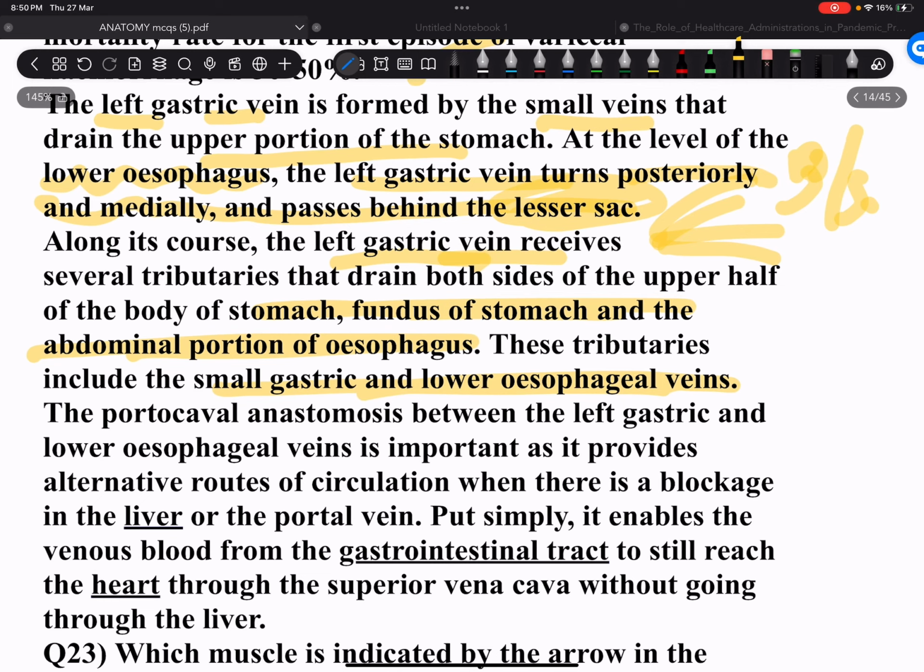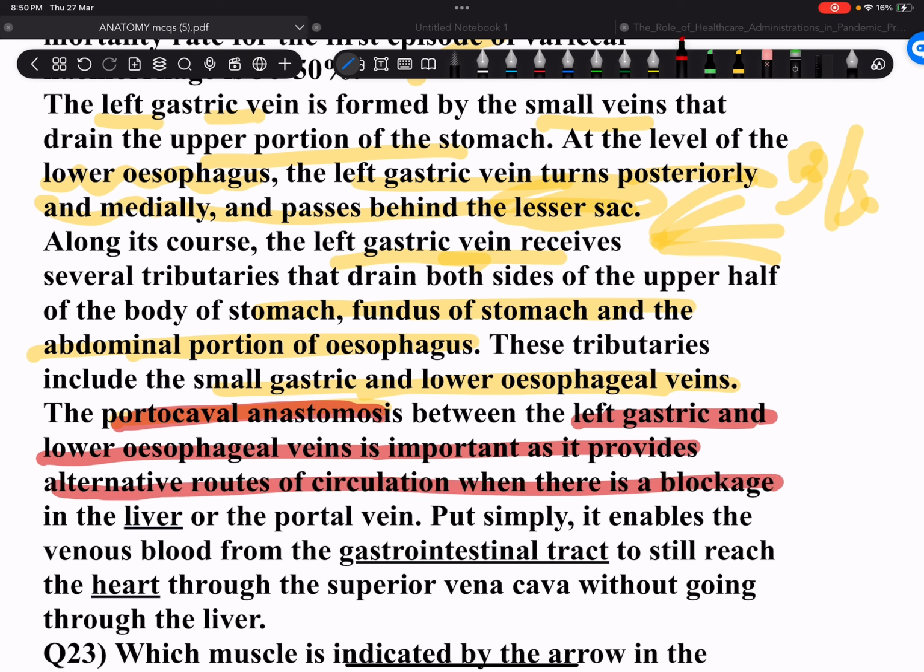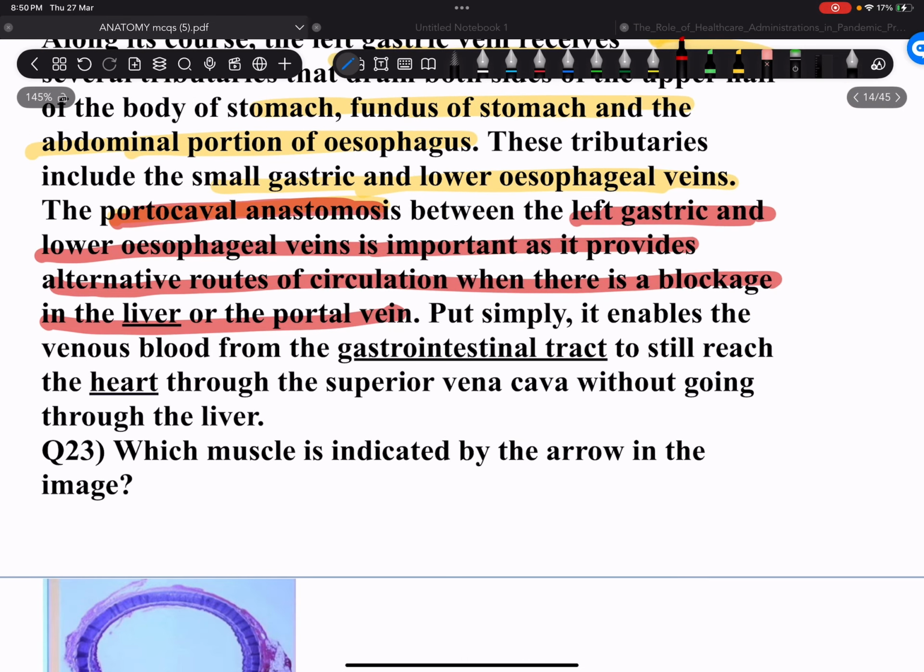Now let's come to the portocaval anastomosis. It is between the left gastric and lower esophageal veins. It provides alternative routes of circulation when there is a blockage in the liver of the portal vein. Put simply, it enables venous blood from the gastrointestinal tract to still reach the heart through the superior vena cava without going through the liver.